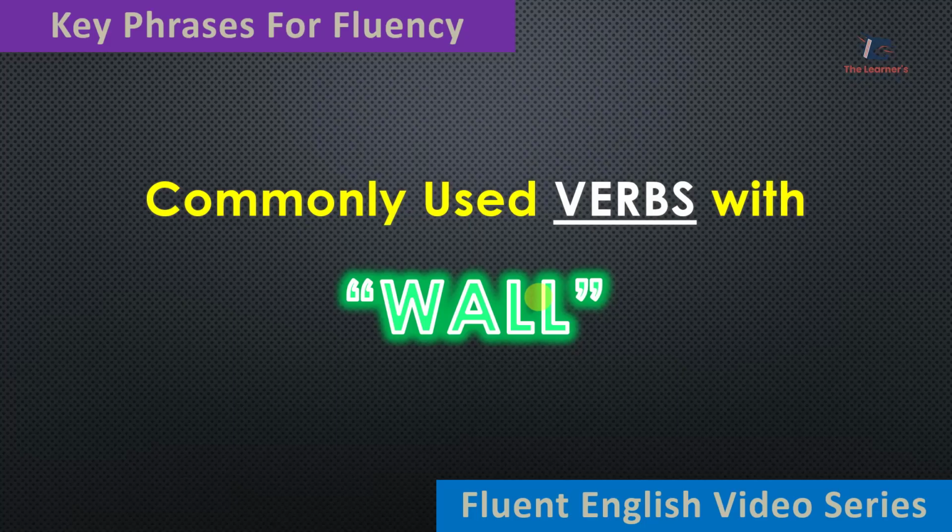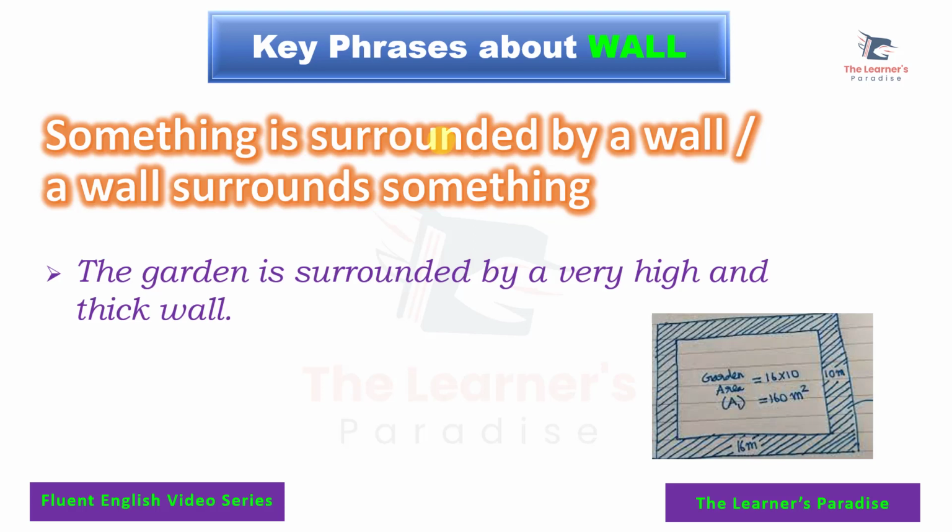In this part of the video, we're going to learn different words that we can use with the word wall. Let's begin. Something is surrounded by a wall, or a wall surrounds something, right? This is a wall around something. Might be a house or might be a garden. It can be anything. The example sentence is: The garden is surrounded by a very high and thick wall. This is the garden and a very thick wall surrounds it.